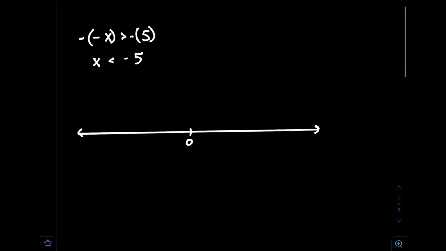But why? Why do you have to make this change when you're dividing or multiplying by a negative? Well, it has to do with the number line and the way negative and positive numbers are ordered. So, let's just say this is our number line and 0 is the middle. On our left side, we'll have our negative numbers, and on our right side, we have our positive numbers.